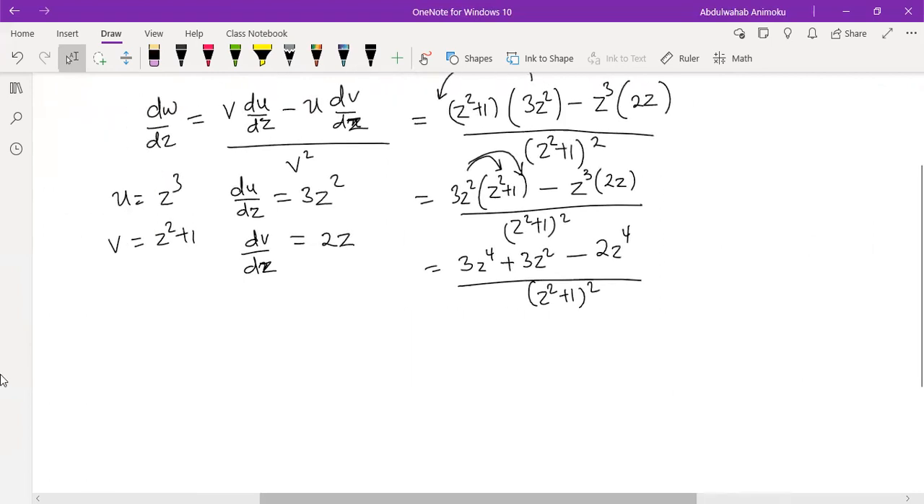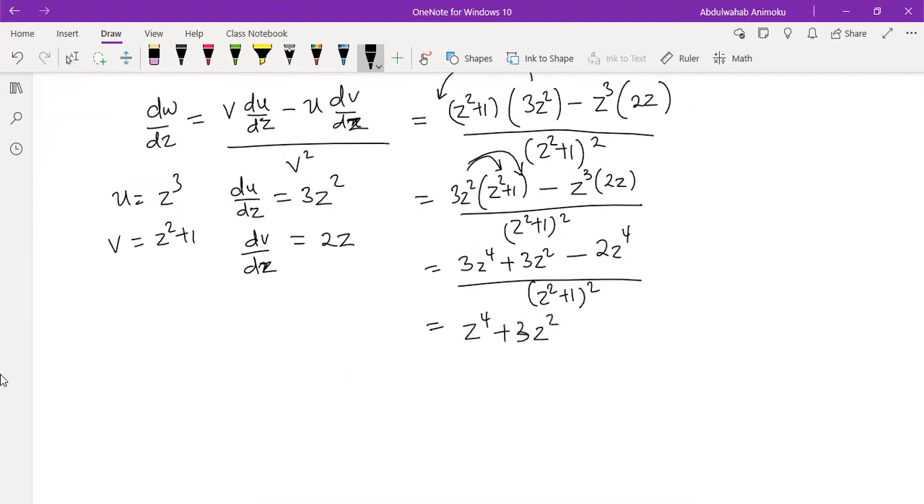So let's quickly simplify and finish this. Now, 3z raised to power 4 minus 2z raised to power 4 will give us z raised to power 4, plus we still have 3z squared here, all over z squared plus 1 all squared. Now, this is dw/dz. Fine. Now, we are asked to evaluate this at where?